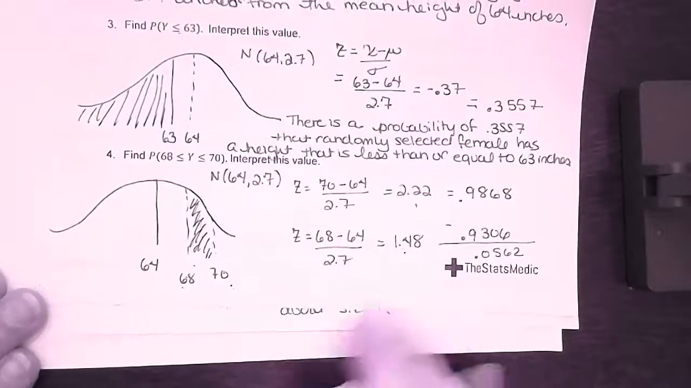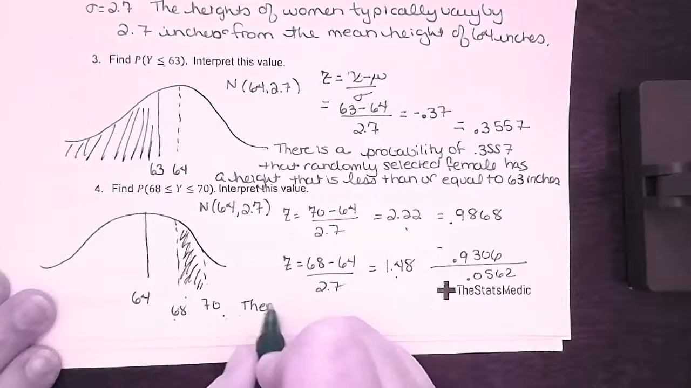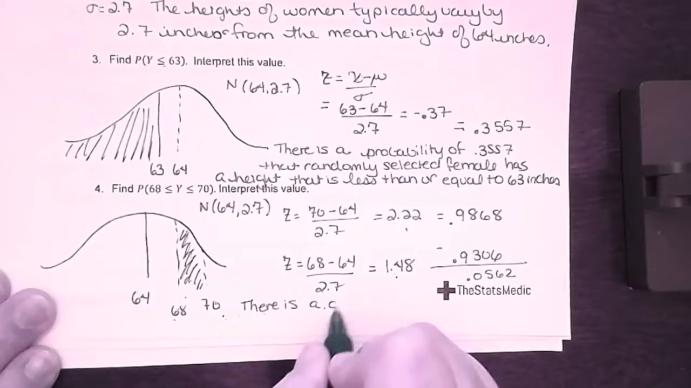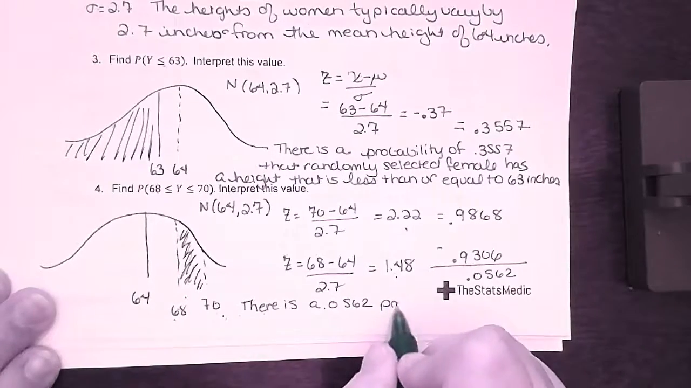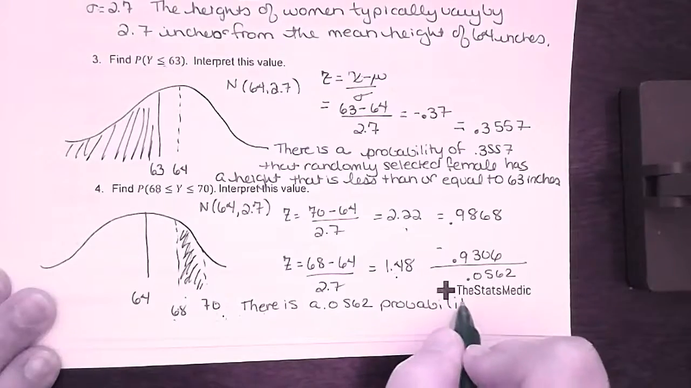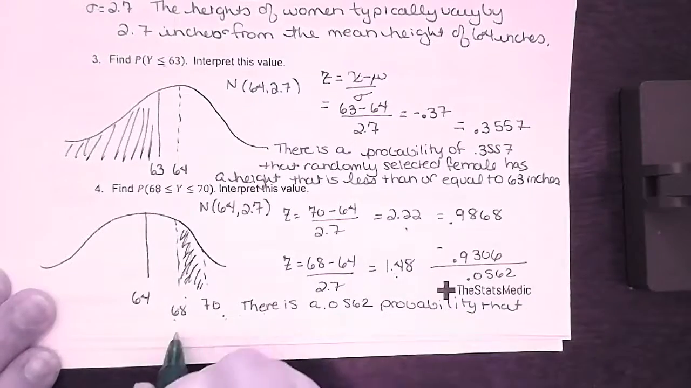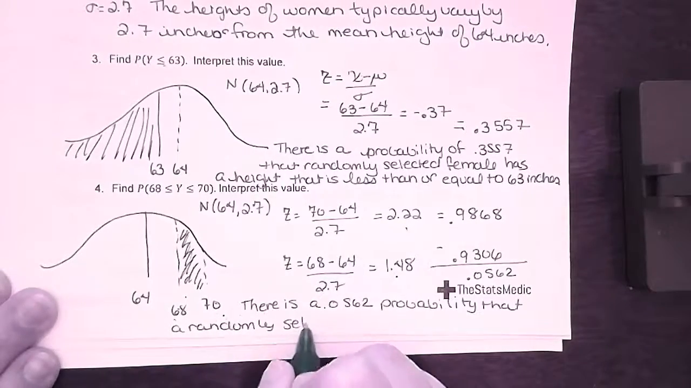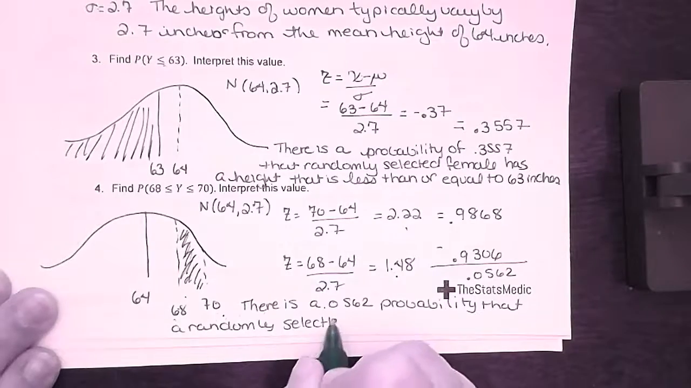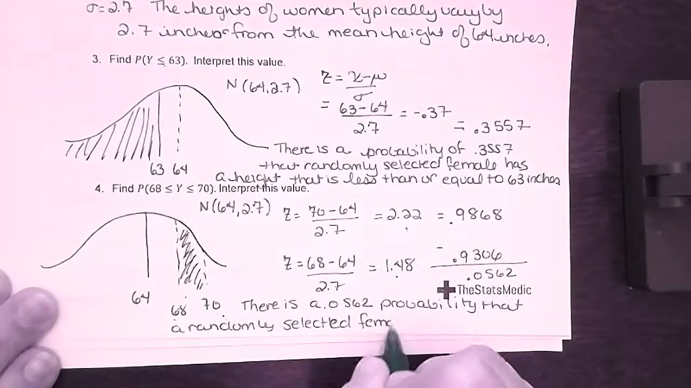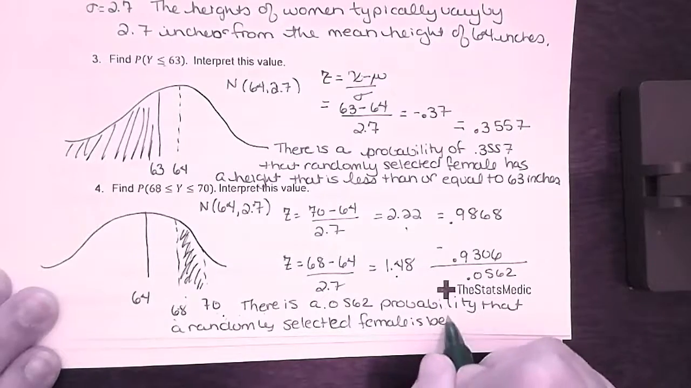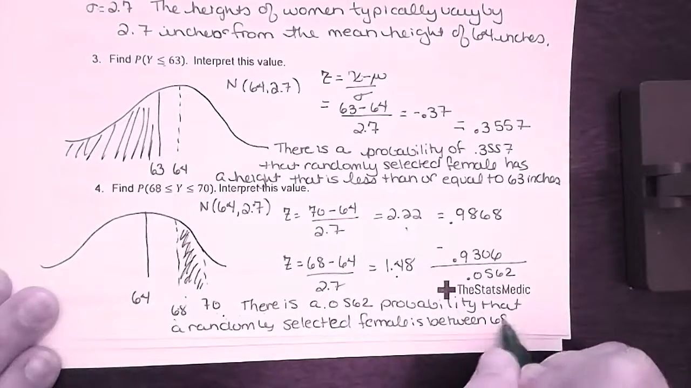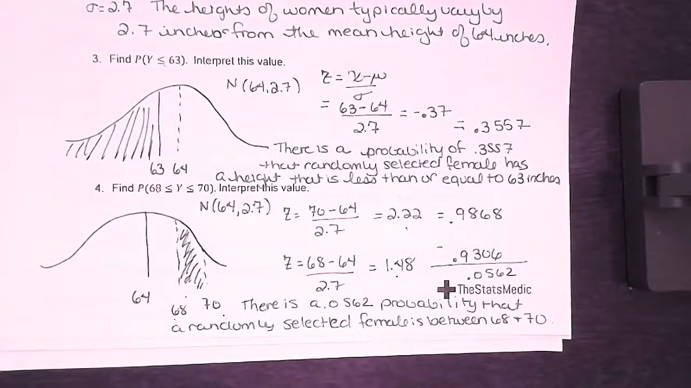So let's interpret this. This says there is a 0.0562 probability that a randomly selected female is between 68 and 70 inches tall. Okay, so that is all of 6.1.